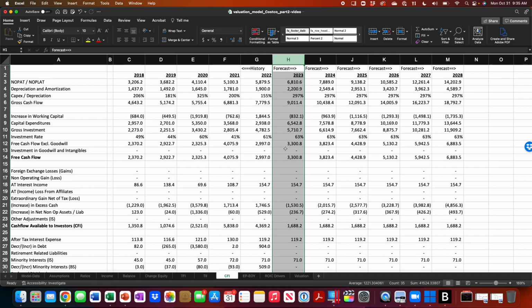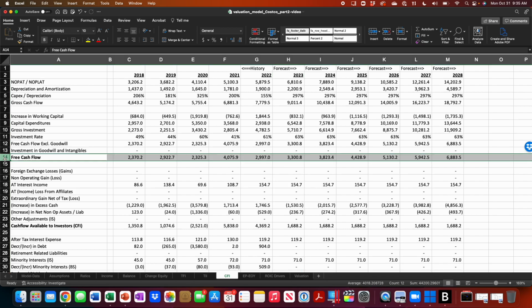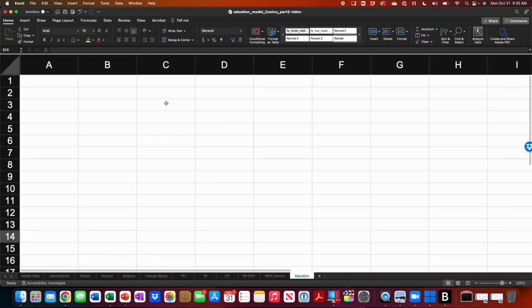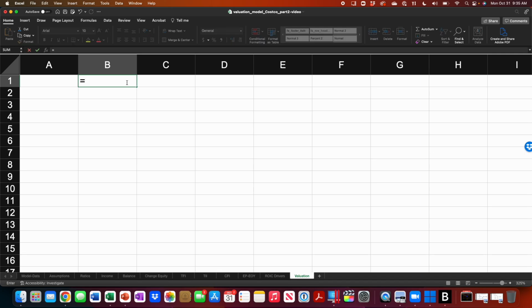All right. So with Costco, back to the CFI, we're going to start out by doing the operating value. Operating value is based on free cash flow. On the CFI, we have a forecast for free cash flow. That is row 14, starting in first forecast year H, which is 2023, all the way through M, which is 2028. Essentially, we're going to take those free cash flows and put them onto our DCF tab. So the valuation, our first forecast year, and I'll make this a reference, B1, or sorry, this is going to be free cash flow.